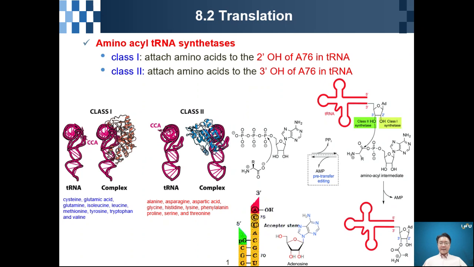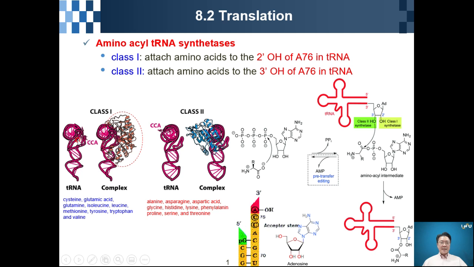So in this slide, I will explain the amino acyl tRNA synthetase. Amino acyl tRNA synthetase is divided into two classes of enzymes, class 1 and class 2. Let me start with the class 1 amino acyl tRNA synthetase. So this is class 1. For example, this is the class 1 amino acyl tRNA synthetase.